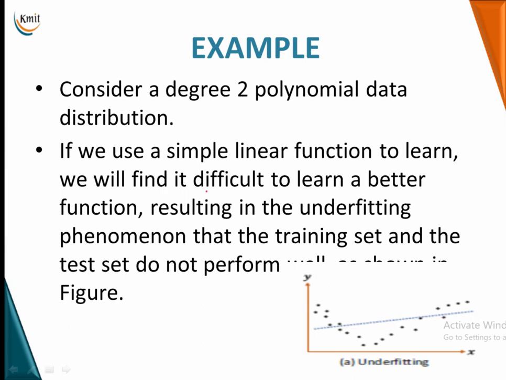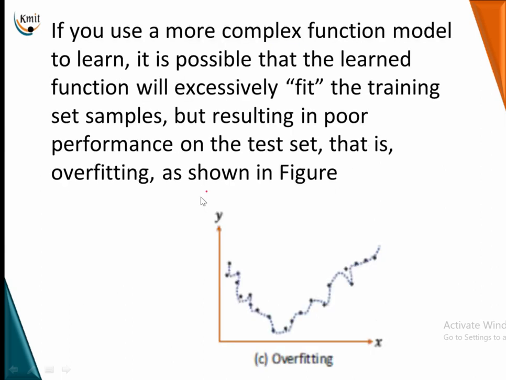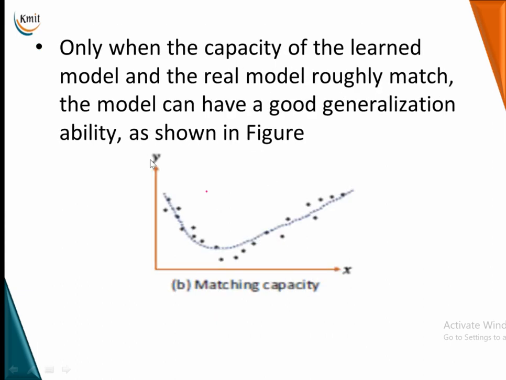Moving on, let us say for the same case, you choose a very complex model function in order to learn this particular data set. It is possible that this learned function is going to fit, but it is going to fit very excessively. It is even going to learn all your observation errors and any other noise that is present. So what happens? Training, though it is going to give you perfect accuracy, but on the test set, it is not going to give you proper performance. So this case is called overfitting.